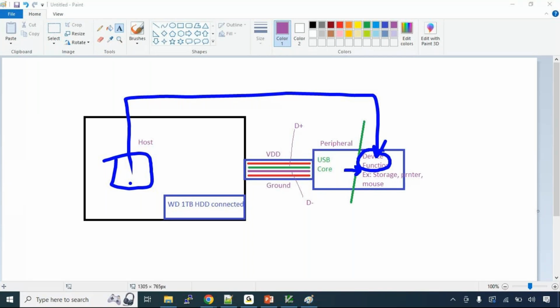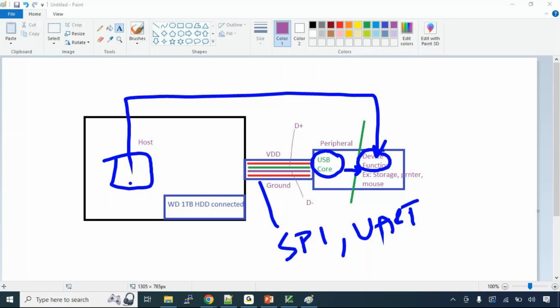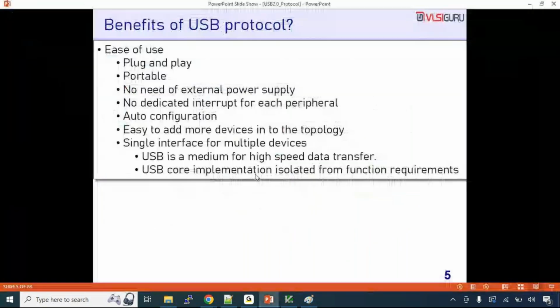This data transfer could be done through the SPI protocol, the UART protocol, or the USB protocol. There are various protocols, but for most applications, USB is what is suitable because of the various advantages it offers. You can see it offers so many advantages. Because of that, USB is the preferred choice for peripheral implementation. Please also understand that the USB core implementation is isolated from function requirements. USB core is separate, device function is separate.